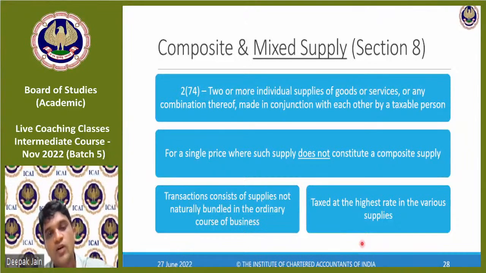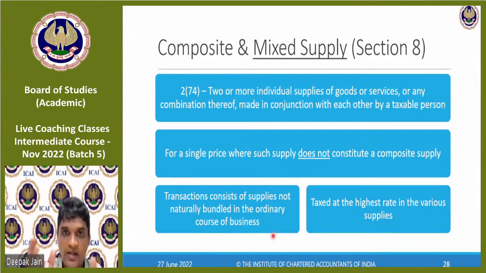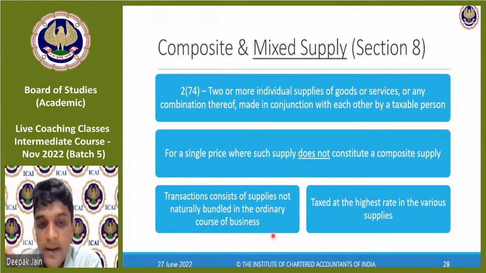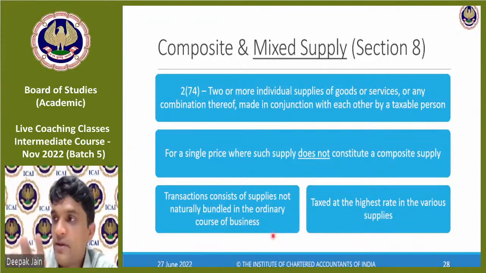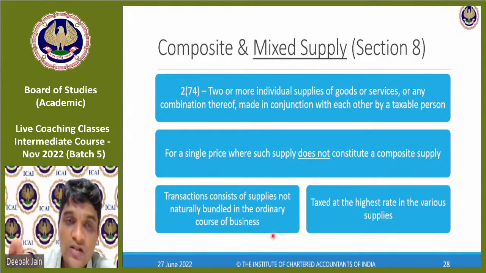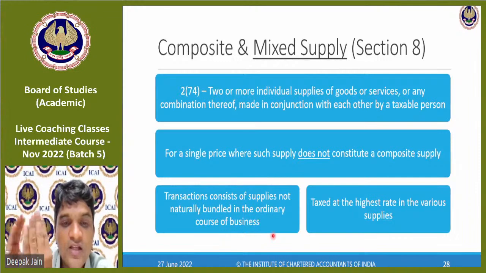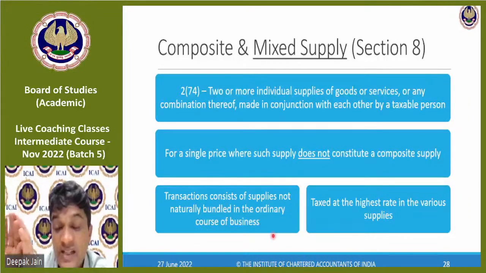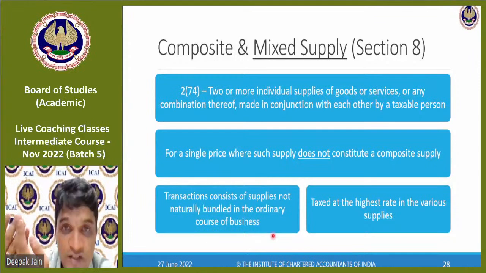It means the same thing, two or more supplies. It's made in a combination for a single price where such supply does not constitute a composite supply. That which does not constitute a composite supply is treated as a mixed supply, where the transaction consists of supplies not naturally bundled in the ordinary course. In the composite supply, there were two supplies. In mixed supply, also there are two supplies. But in a composite supply, what happened? Those two were naturally bundled. But in mixed supply, it is not naturally bundled; it's artificially bundled.